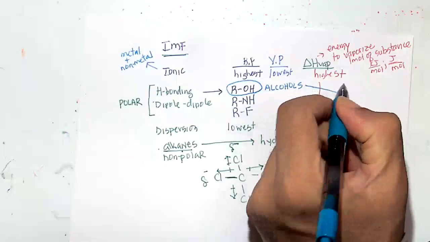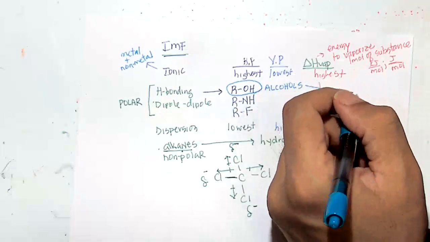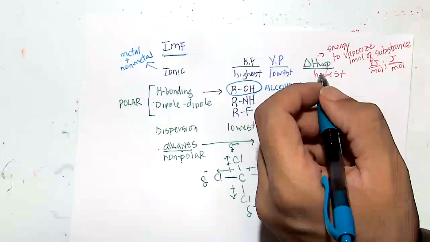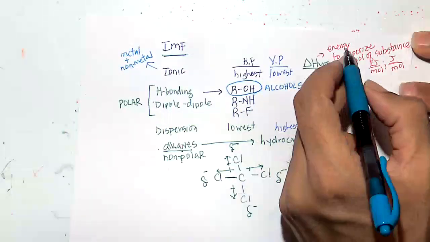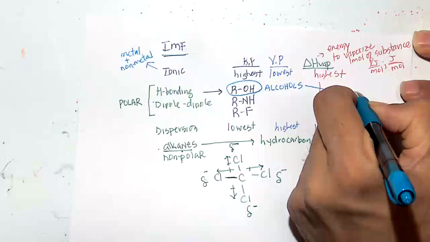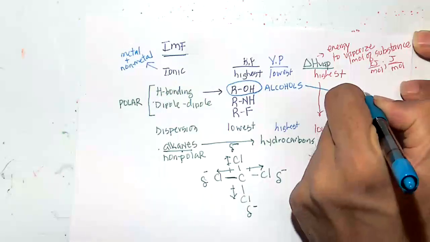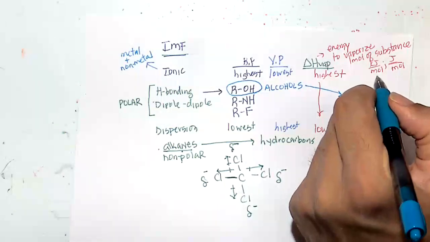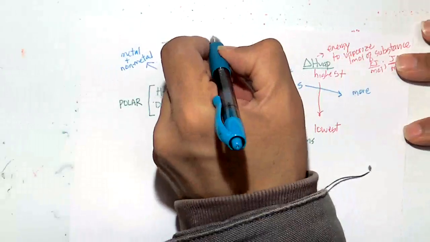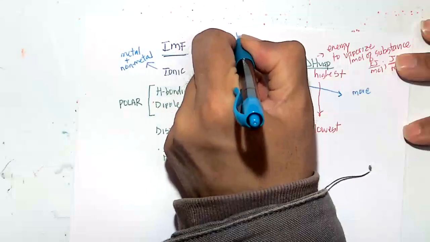The more OH means what? More hydrogen bonding, higher boiling point, also higher viscosity. So more OH, if there's more OH decorated around the molecule. OH is called a hydroxyl group.